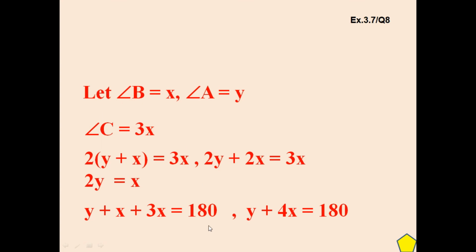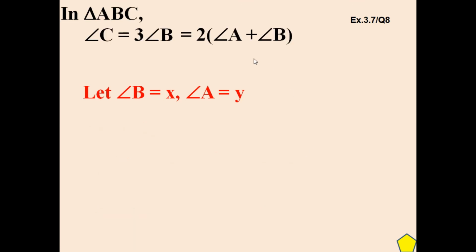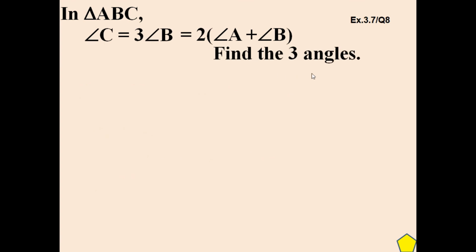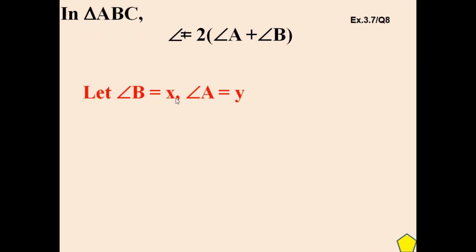So please remember, in such questions, do not leave your answer only with x and y. Please reread the question once again. It clearly says find the three angles. Two angles you had assumed as x and y, but the third angle is 3x. So after finding the value of x and y, ensure that you multiply x with 3 and give the third angle as well.